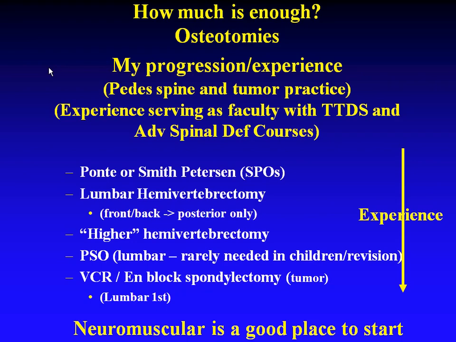Just a word about osteotomies. I think most of us in North America are using Ponte osteotomies for deformity correction. And this is the line of progression that I would recommend. You don't want to start with the vertebral column resection, never having done the other osteotomies. Get comfortable with Pontes. Try a lumbar hemivertebrectomy patient. Work with a senior colleague. Then higher hemivertebrectomies. Pedicle subtraction osteotomy is needed more often in the adult deformity setting, occasionally in the pediatric setting.